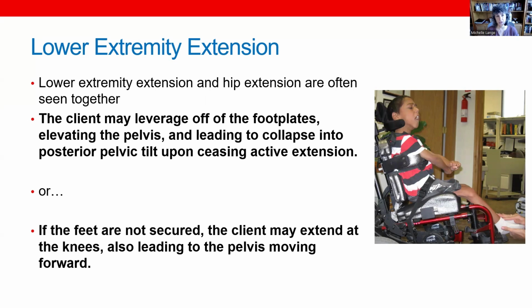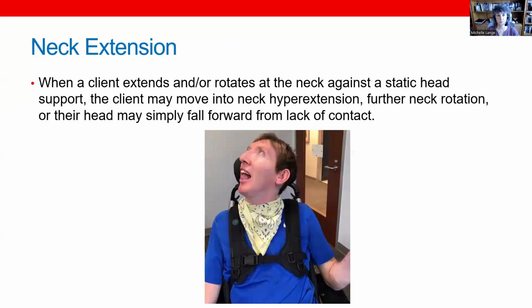With the lower extremities, because we can see often extension at the hips and the knees together, the client may leverage off the foot plates, elevating their pelvis and leading to a collapse into a posterior pelvic tilt once that extension ceases. It might appear the client is standing within their seating system. If the feet are not secured, the client may extend at the knees, and that is going to often pull the pelvis forward into a posterior pelvic tilt.